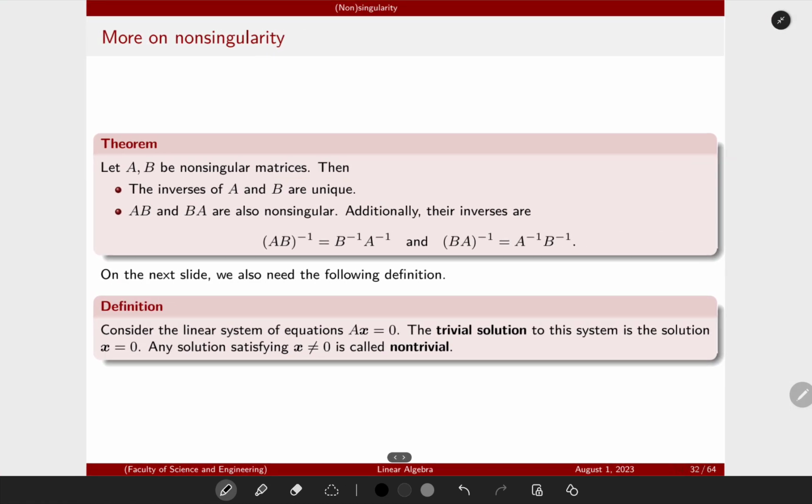Oh yeah, and then we need this definition. If we have a linear system like this, Ax is equal to 0, so this is a particular case where B is 0, we say that the solution is trivial if it is the 0 solution, so x is 0, and any solution not satisfying this condition is non-trivial. Keep in mind though that 0 here means a column vector of zeros of the correct size, also in this case.